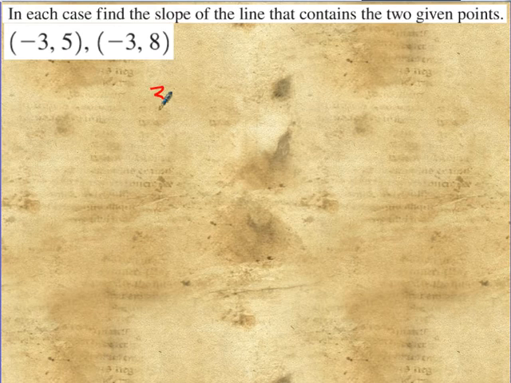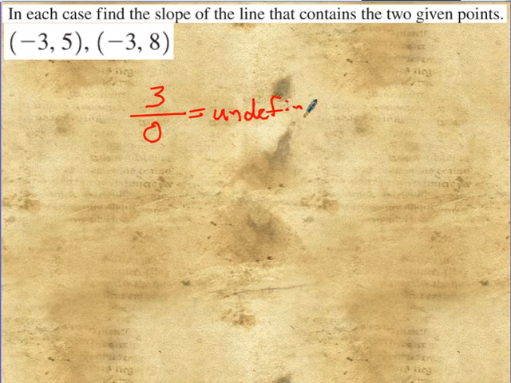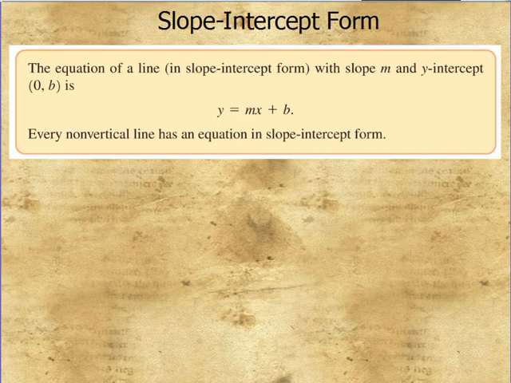y2 minus y1 is 3. x2 minus x1 here is 0. That is an undefined slope. That is a vertical line. Vertical lines all have undefined slopes. A number divided by 0 cannot be done. And you can look at that. -3, 5 and -3, 8 would look something like that. That is a vertical line.